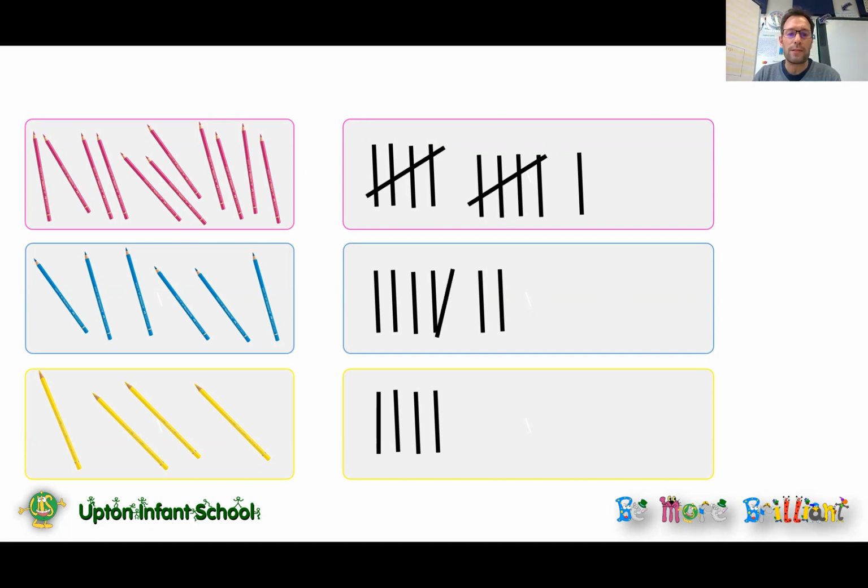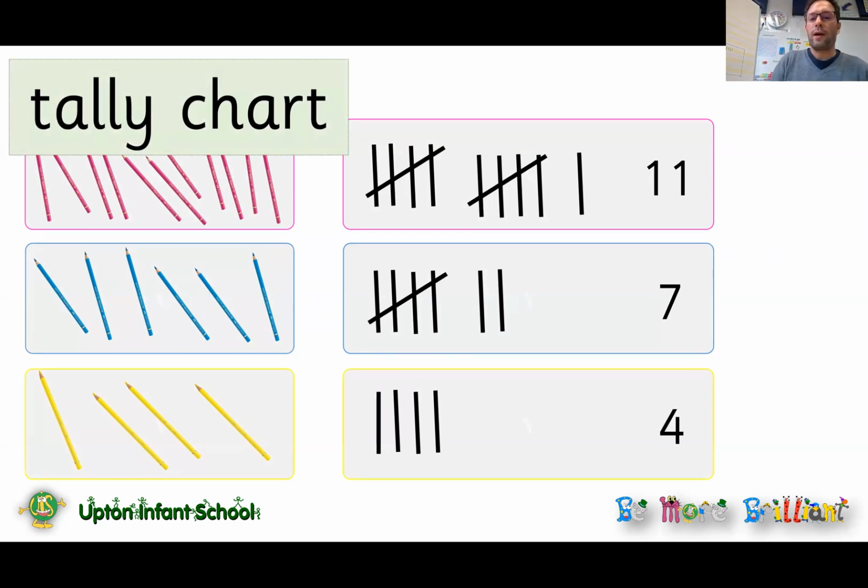If I look at my blue pencils, I've got another group of 5, and then I've got 2 more. And if I look at my yellow pencils, I can see I've just got 4 lines there. So I haven't got to do any strikes across. So that will help me to work out how many pencils there are. So looking at the pink pencils, we've got 5, and another 5, and we've got 1. So 5 and 5 and 1 is 11. And then if we look at our blue pencils, we've got a 5, and then we've got 2. 5 and 2 is 7. And if we look at our yellow pencils, we've got just 4 there. So we've got 4 in total.